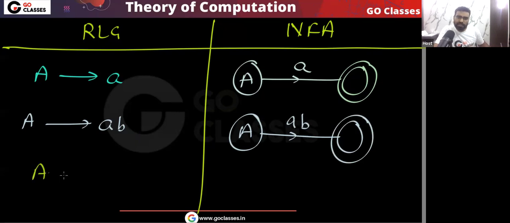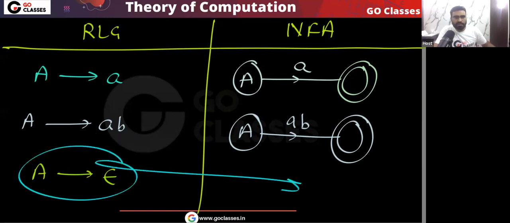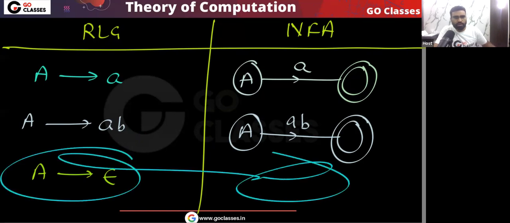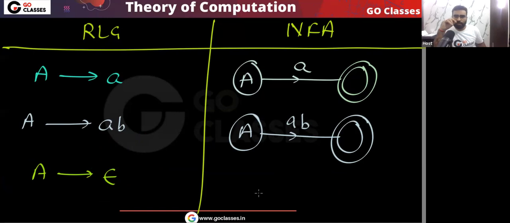And what about this one? Interesting. A goes to epsilon. What about this production? How to create the transition in the NFA for this production? It is very simple. Here, A is going to epsilon, so this A itself you can make a final state. That's it.